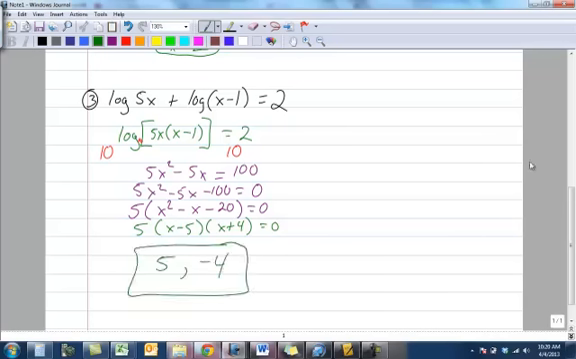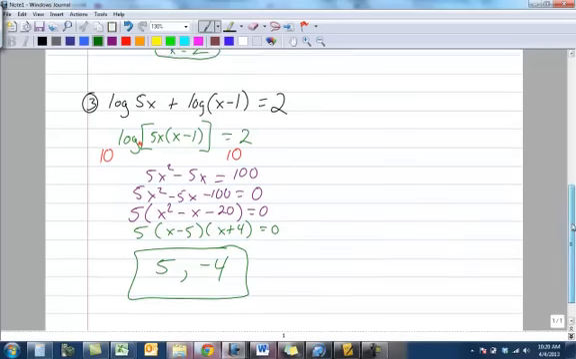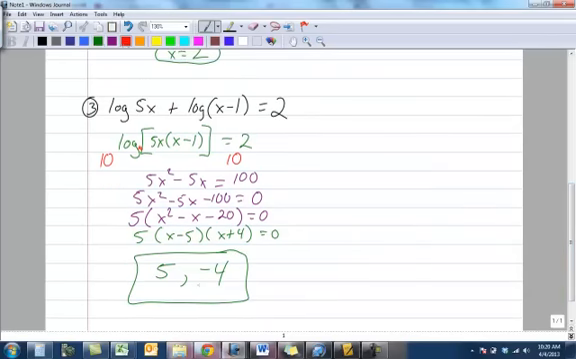But here's the thing. Let's go back and check our answer. If we go back and check, 5 times 5 is 25. 5 minus 1 is 4. So you could put that in, log of 20 plus the log of 4, and I think you'll find that it's 2. If you want to go ahead and check it, go ahead.